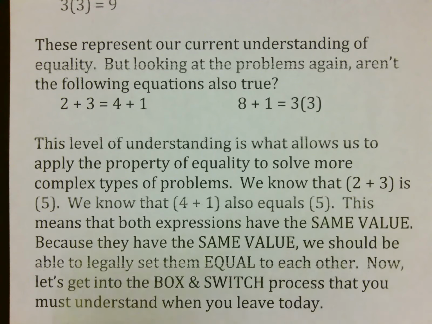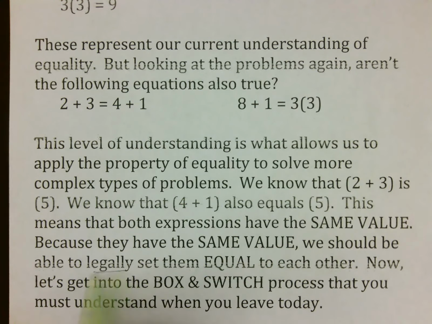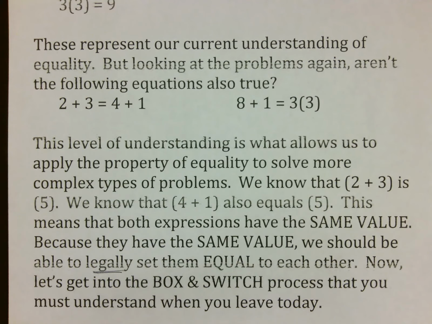We know that 2 plus 3 is 5, we know 4 plus 1 is 5. And again, this means that both expressions have the same value. And because they have the same value, we should be able to legally set them equal to each other. Remember, a lot of the stuff we've been learning in algebra is that as long as we follow the rules, everything is legal. So let's get into the box and switch process that, again, you must understand by the time you leave today.